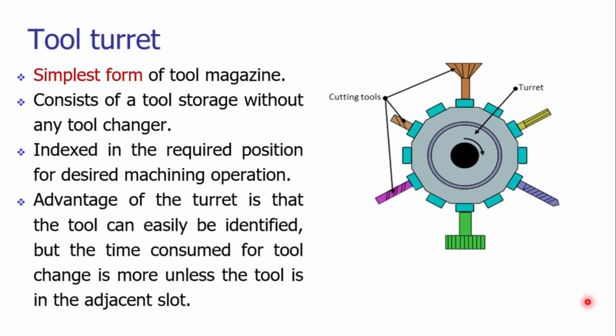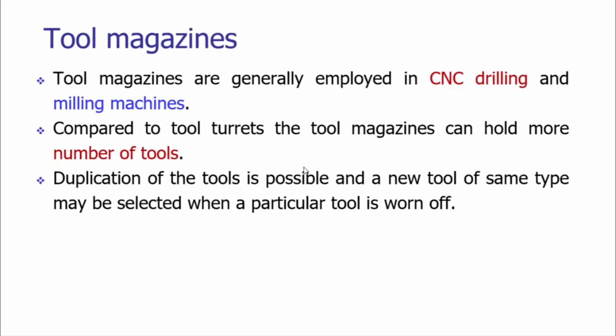But overall, if the tool turret is at a certain distance, it will take a certain amount of time for the tool to travel from the tool turret to the desired spindle of the machine tool. The tool magazine is an advanced or modified version of the tool turret itself. The capacity of tool magazines is high in comparison with the tool turret.